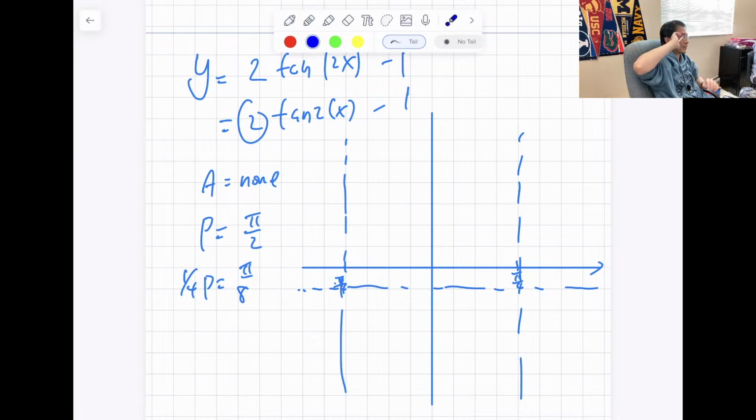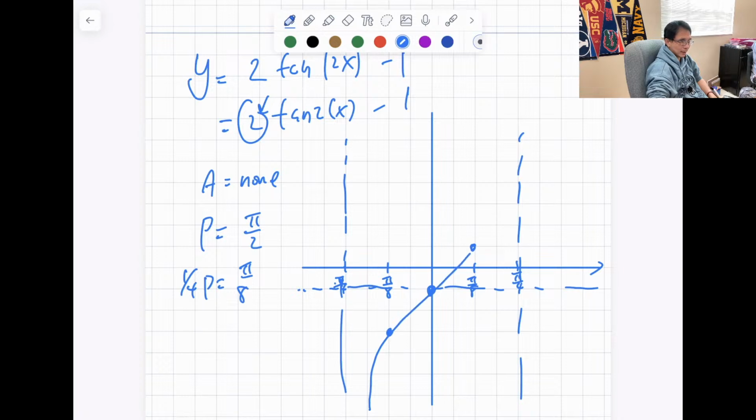We just divide the period by 2? No, because you still have to use the quarter period, since there was a quarter period here. So here pi over 8, which is going to be negative pi over 8 and pi over 8, is going to give you your next value. So here it's going to start at -1, but this is going to be 2 units above, so it's going to be right here, and 2 units below. And the graph's going to be something like this. So it still has 5 points in this quarter period.